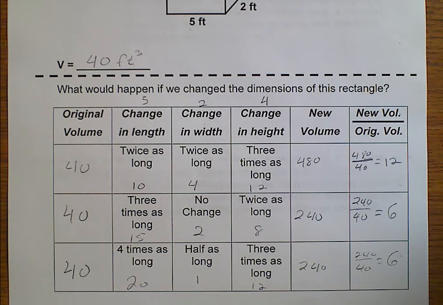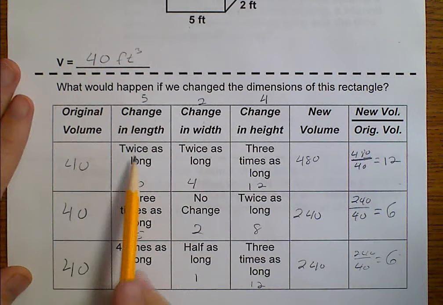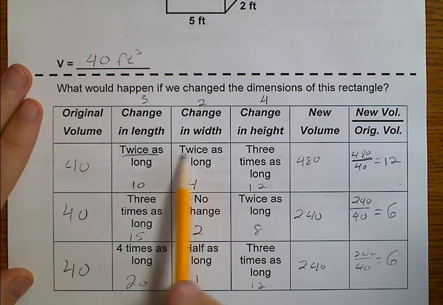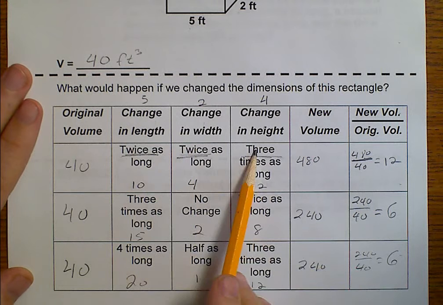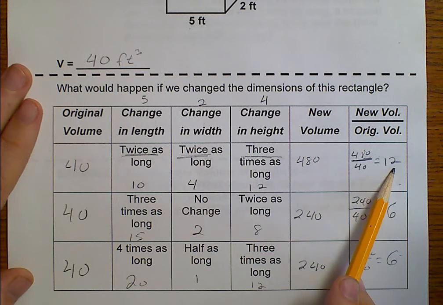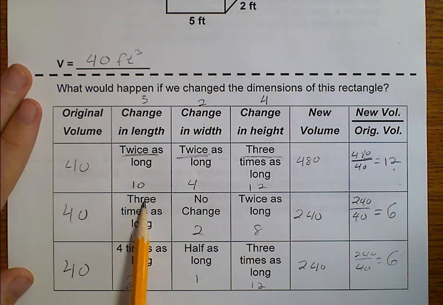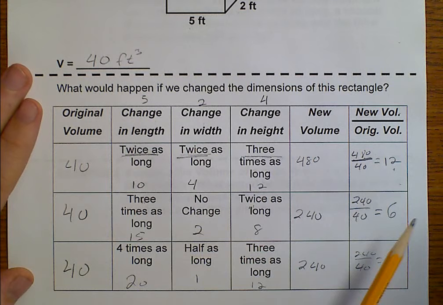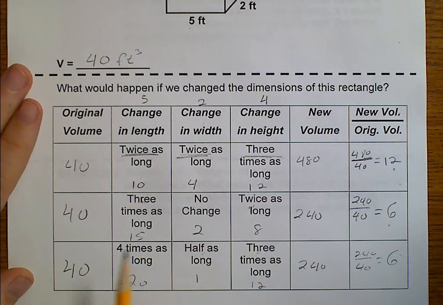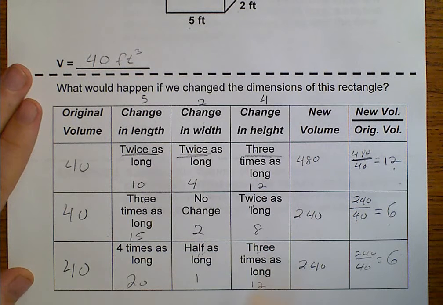Let's see if we can spot a pattern. Well, twice as long, and 3 times as long. Well, 2 times 2 is 4 times 3 is 12. 3 times as long, no change, twice as long. So 3 times 2 makes 6. And 4 times half as long and 3. So 4 times a half is 2, times 3 is 6.